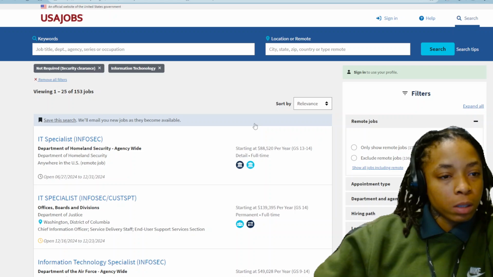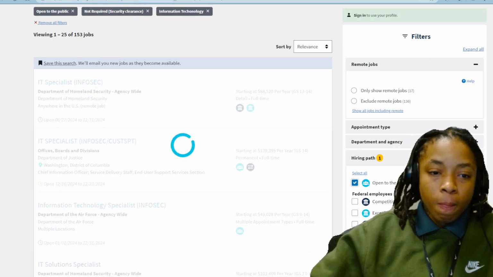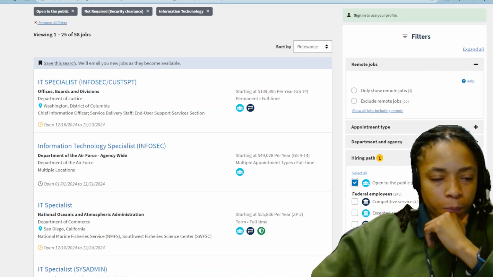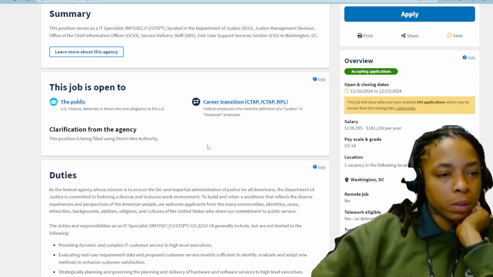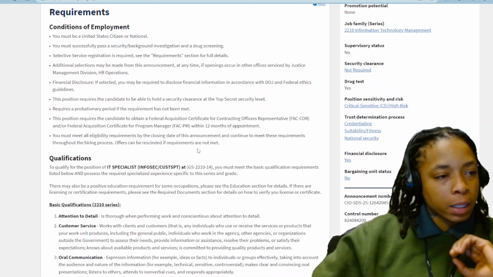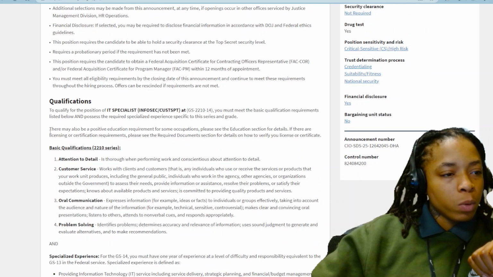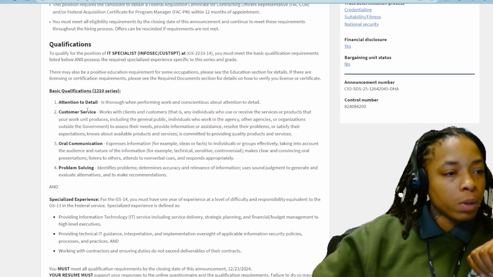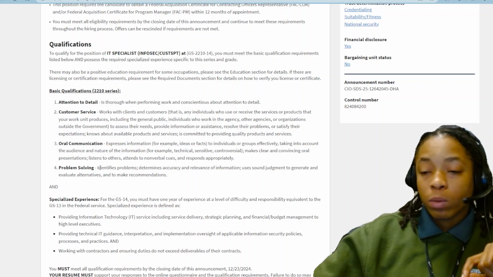Let me go back, because there's another one I seen that was better than that. Hold on. Let's do hiring path: open to the public. All right, so let's look at this one. Forget what they want and all that. The point of this is just to show y'all the things that they be wanting. Qualifications: you must meet the basic requirements listed below. Number one, attention to detail, customer service, oral communication, problem solving. Put that on your resume.